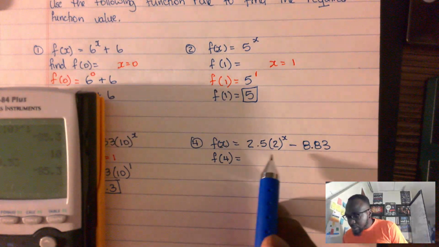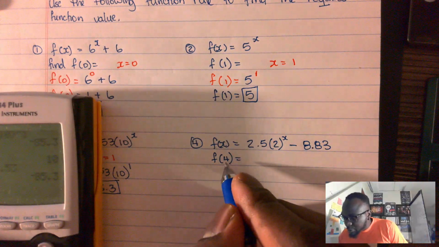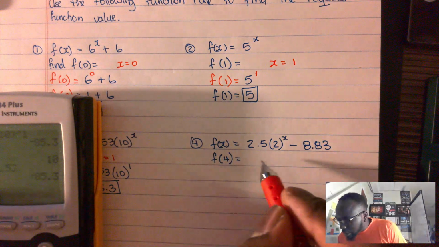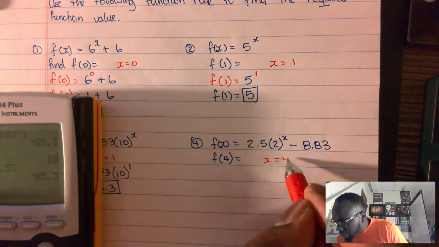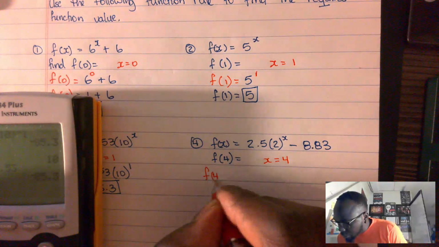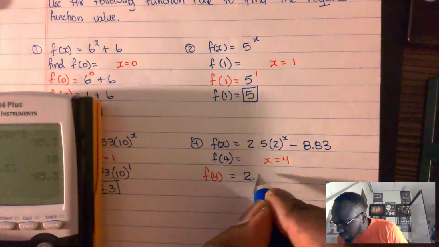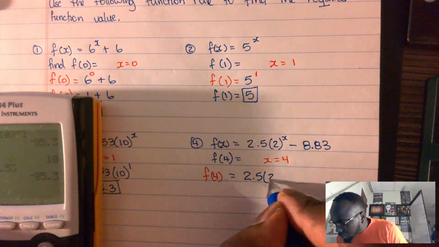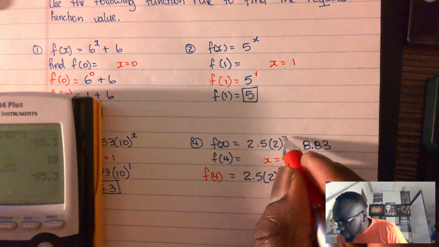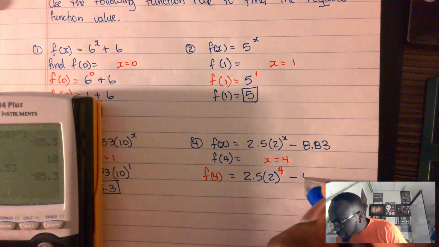All right, so let's look at the last one here. You see this one is a little bit more work. Here it says find f of 4. What does this mean? Wherever I see x, I'm going to replace it with 4. So f of 4 is equal to 2.5 times 2 raised to the 4. Remember, wherever we have x, we're going to replace it with 4.